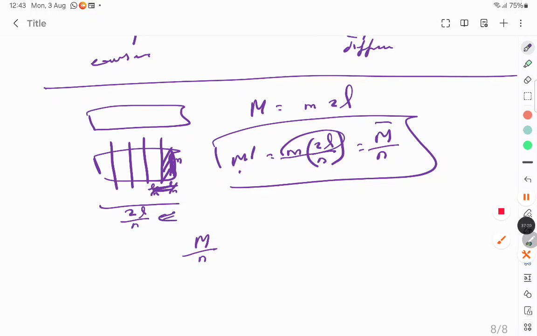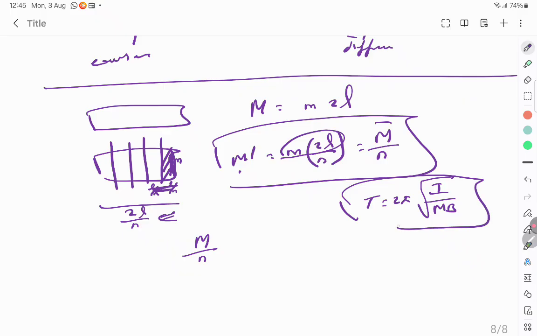One second, hold on. Generally, you should know the time period of oscillation for a bar magnet. The formula is 2 pi into root of moment of inertia by mB. This formula is from last year's syllabus. 2 pi into root of L by g for a pendulum. But when it comes to a bar magnet, you will have moment of inertia. It's going to be oscillating like this and like this. So it's I by mB. This is the formula you need to know.